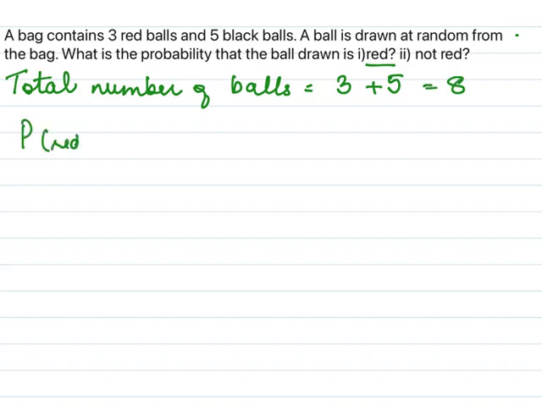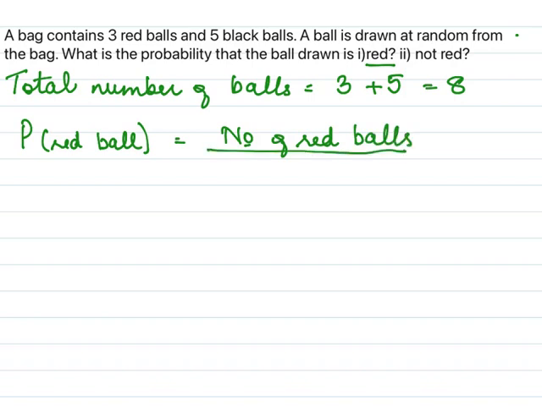Now the probability of getting a red ball will be number of red balls over total outcomes, or total balls in this case. We know the number of red balls are 3, and the total balls are 3 plus 5, that is 8. So the probability of getting a red ball will be 3 out of 8. The next part, they said, what is the probability of not a red?